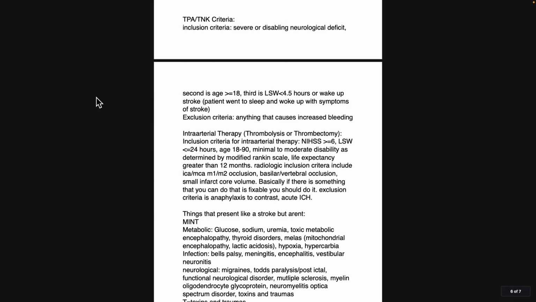But all right, so let's talk about the inclusion criteria for TPA-TNK. The inclusion criteria are severe or disabling neurological deficit. Second is age greater than or equal to 18. Third is last seen less than or equal to 4.5 hours, or wake up stroke. Exclusion criteria is anything that causes increased bleeding.